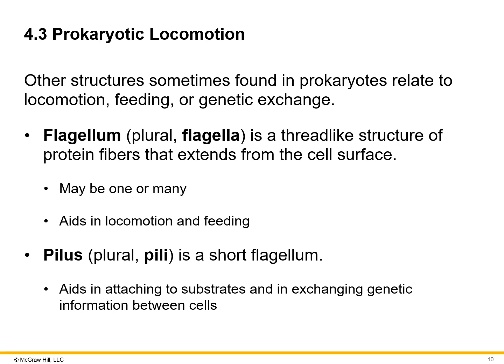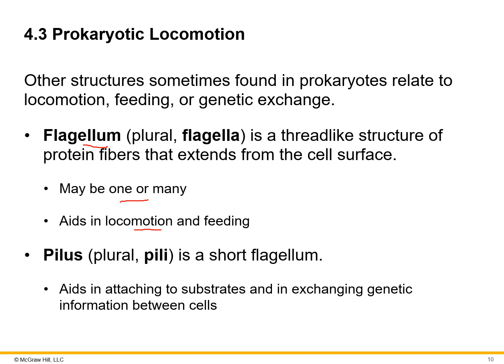The prokaryotic cells can also have a few other things that can help them move. Many of them have a flagella, or flagellum is singular. This is kind of like a long tail-like structure. They can either have one or they can have lots of them on the cell. But this helps them to move. It just propels them forward.